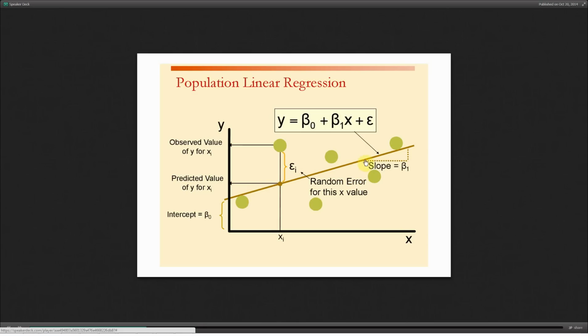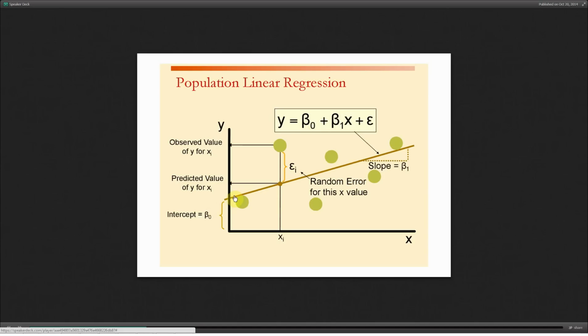Okay, and the slope, of course, just like with any line, is the rise divided by the run. So if I look at the rise divided by the run, I get the slope of this line. And we're going to call that beta 1. Now that gets the population one.